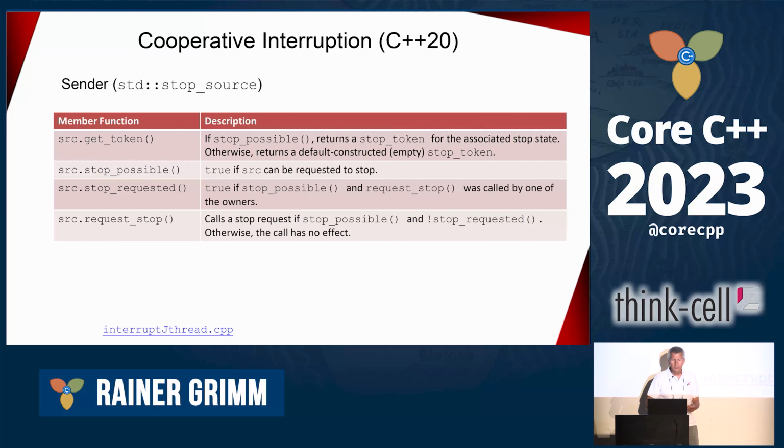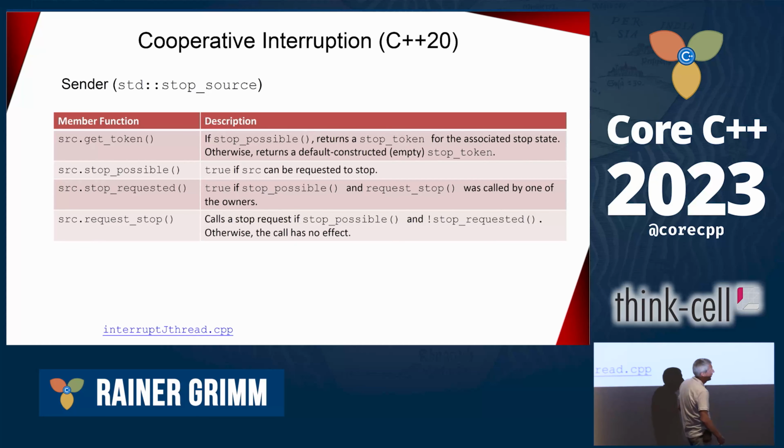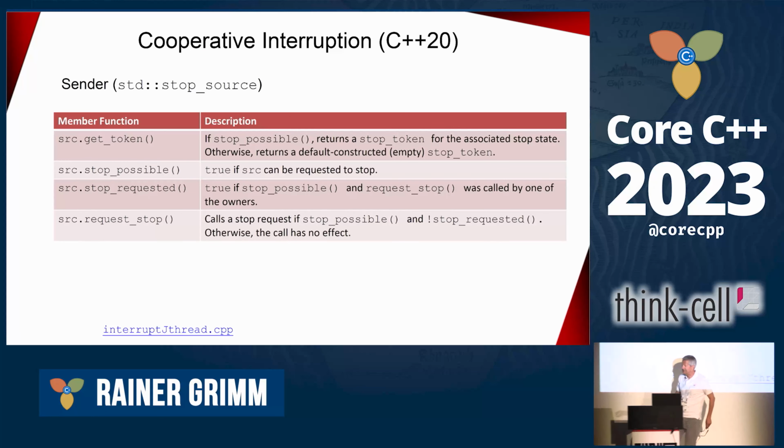On the opposite, we have the stop source. The stop source has a member function get_token to create a token, or to create a shared state, I could also say. Then we have stop_possible to ask if it's possible to stop. We have stop_requested to ask if a stop was already requested. And we have request_stop to request a stop. So let me show you an example. Once more, it's built into jthread and condition_variable_any.